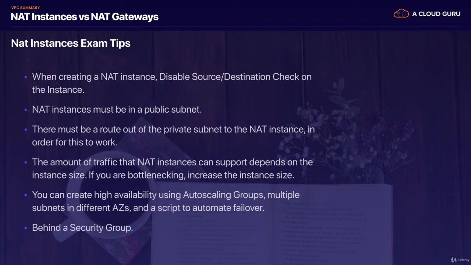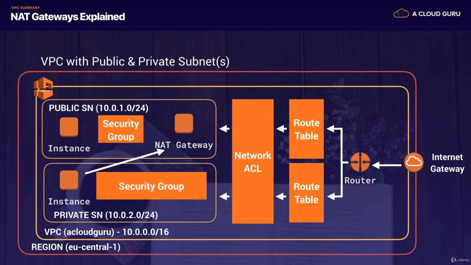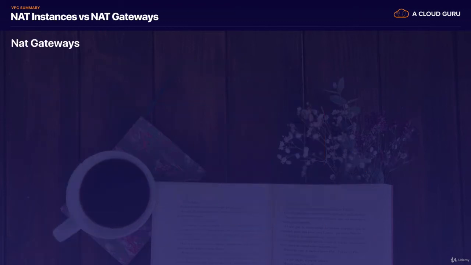To be honest, you don't really want to use NAT instances in the real world. You pretty much always want to use a NAT gateway. And just remember how a NAT gateway works. Essentially, you've got your instance here. It has a route in its route table to the NAT gateway, and the NAT gateway has a route out to the internet. So when your instance runs a yum update, it goes to the NAT gateway and then traverses out to the internet. And also note that your NAT gateway is not behind a security group. It exists on its own.